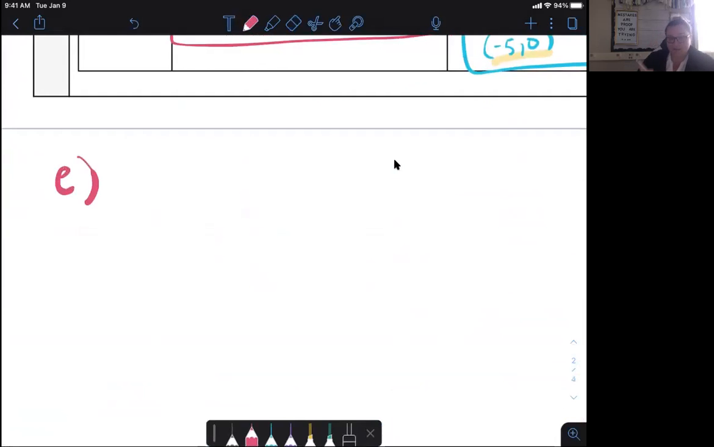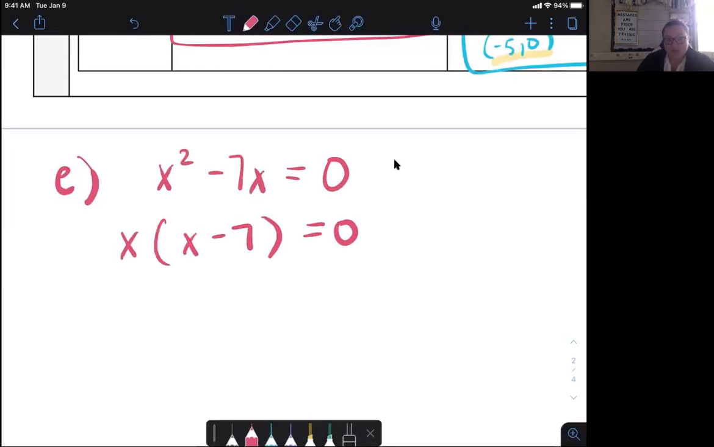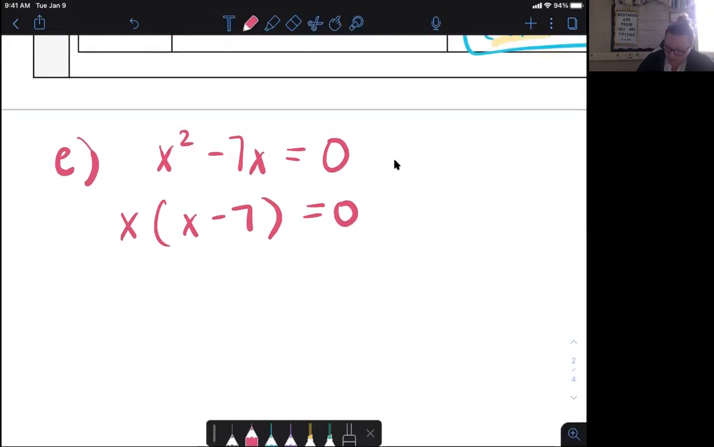So what if you saw an example like x squared minus 7x equals 0? Well, because x squared minus 7x equals 0, the factored form of this would just be factoring out the GCF. The GCF of x squared and negative 7x is x, so we'd have x times (x minus 7) equals 0. So the steps are still the same. You take each factor, x and x minus 7, and you set them equal to 0. So x equals 0 and x minus 7 equals 0.